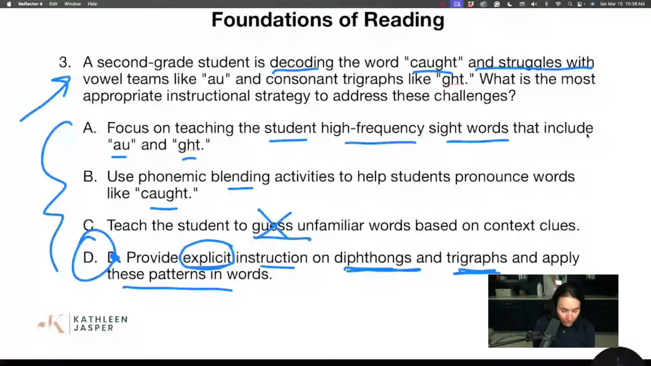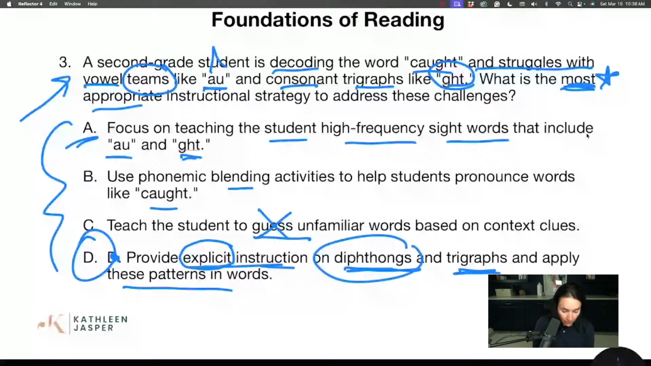But the student struggles with vowel teams like AU and consonant trigraphs like GHT. What is the most appropriate? This is another thing. You'll have some things like A looks good. People say, well, why not A? It's got the AU and the GHT. It asks for the most appropriate or the most effective. The most effective is explicit instruction in diphthongs, which takes care of our vowel teams. AU is a diphthong. Go over all that in the book and in the online course. And trigraphs are three letters that make one sound.